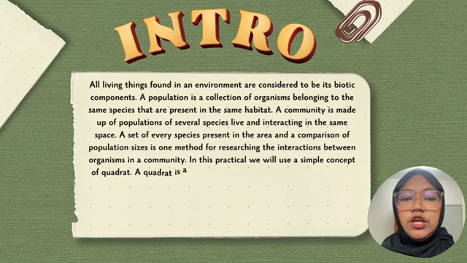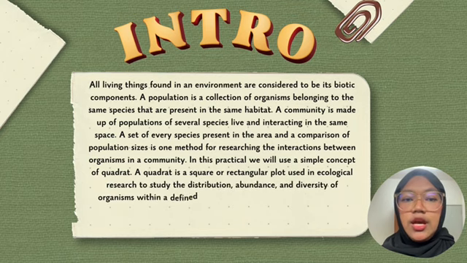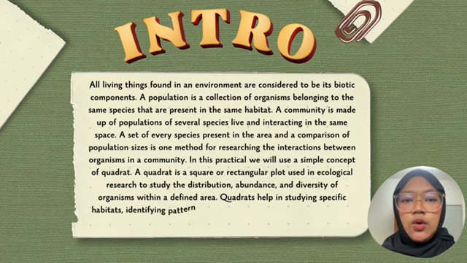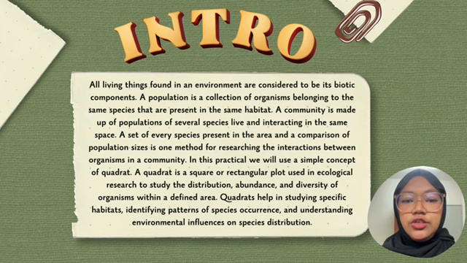In this practical, we will use a simple concept of quadrat. A quadrat is a square or rectangular part used in ecological research to study the distribution, abundance, and diversity of organisms within a defined area. Quadrats help in studying specific habitats, identifying patterns of species occurrence, and understanding environmental influence on species distribution.